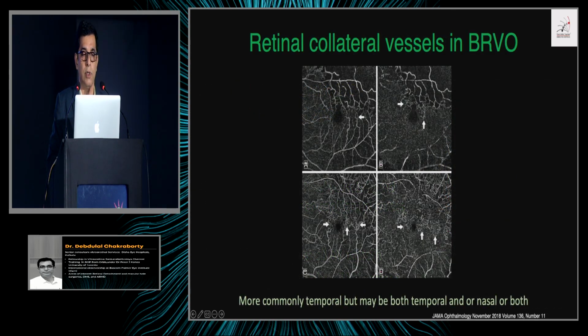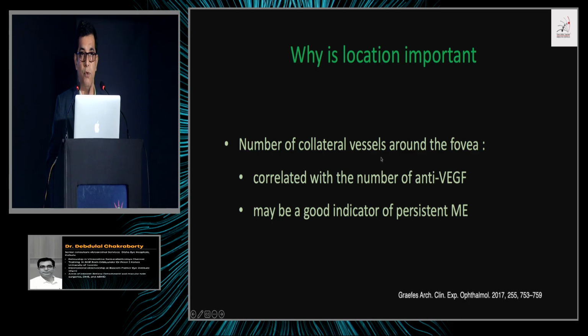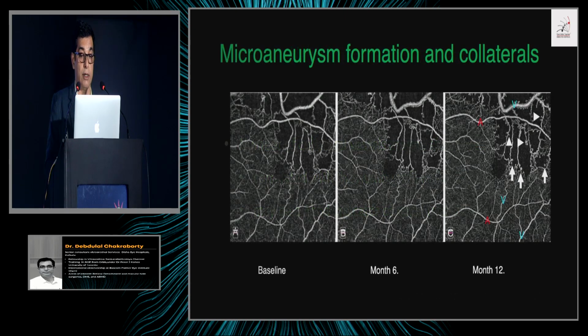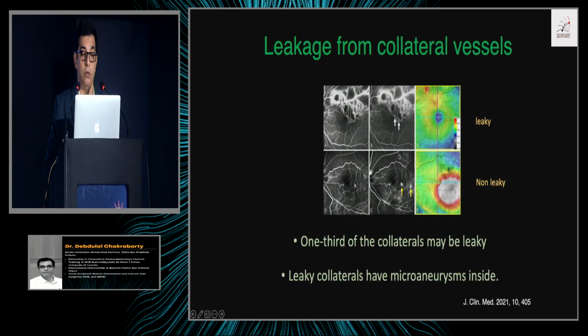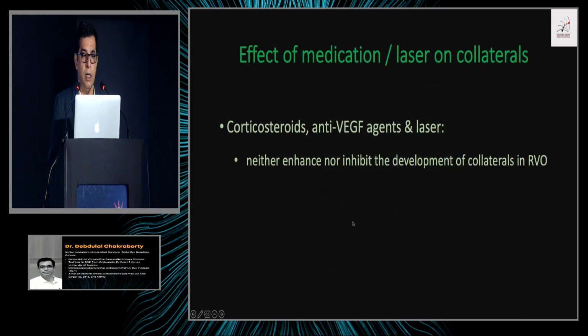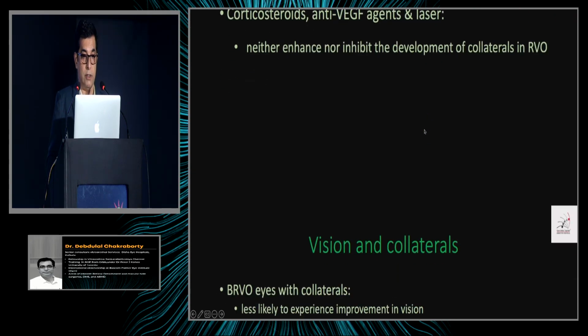Retinal collaterals can be found temporal to the fovea or nasal to the fovea. Why this is important is because if you have too many collaterals around the disc, they may be leaky, and they may be a good indicator of persistent macular edema. Why? Because many of them go on to develop microaneurysms, and the more the microaneurysms or leaky collaterals, the more the macular edema is likely to be. What about the effect of medications on collaterals? Practically, they have no effect on the collaterals.